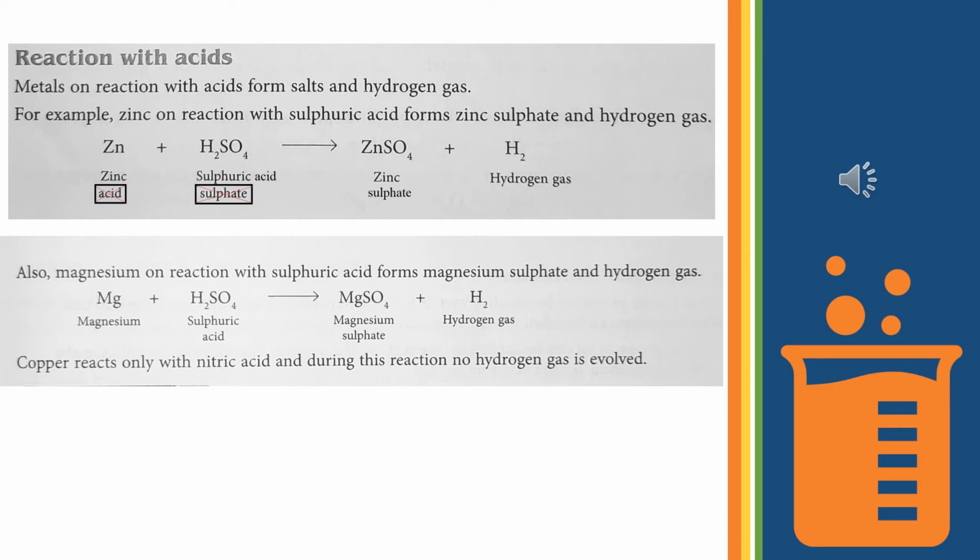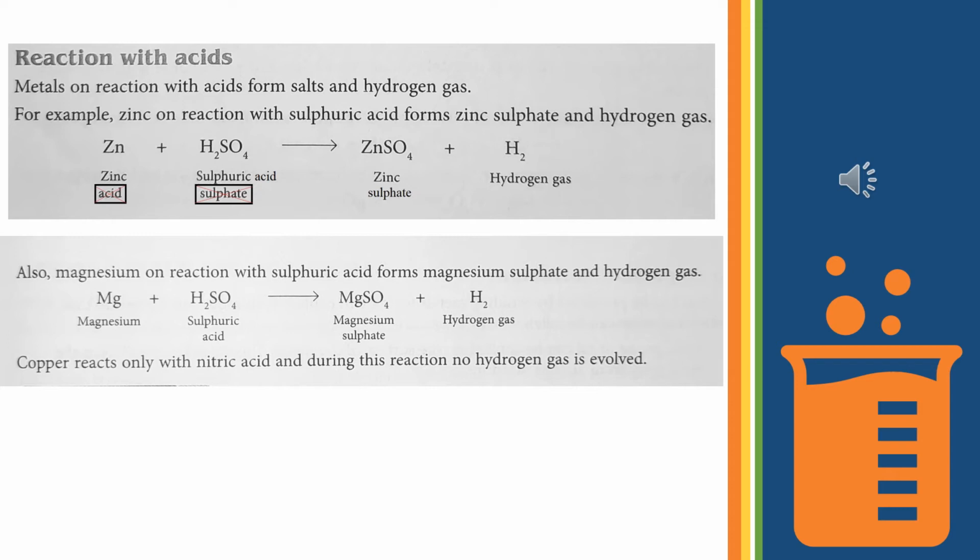Okay, now next is reaction with acids. When we allow a metal to react with an acid, we will always get a salt and hydrogen gas. Whenever a metal is reacting with an acid, it will release metal salt and hydrogen gas.